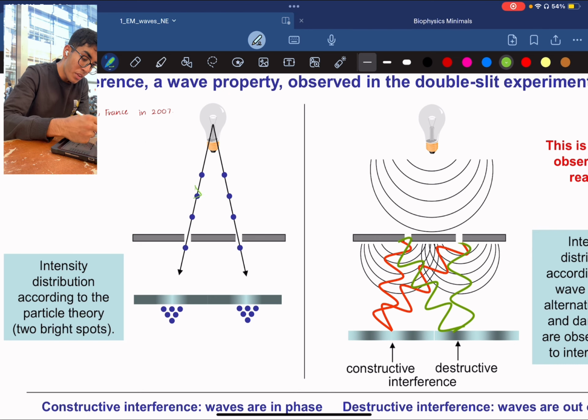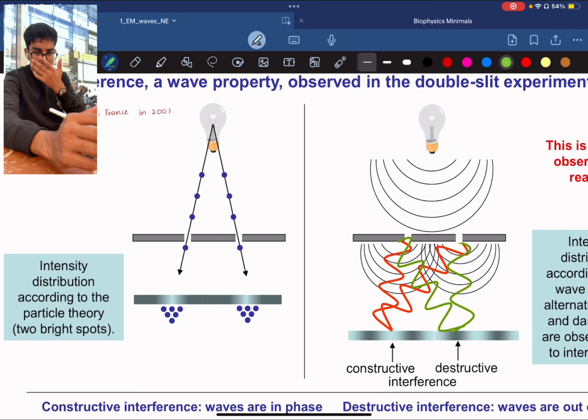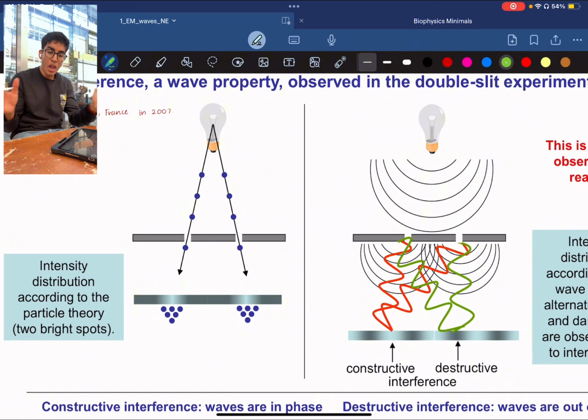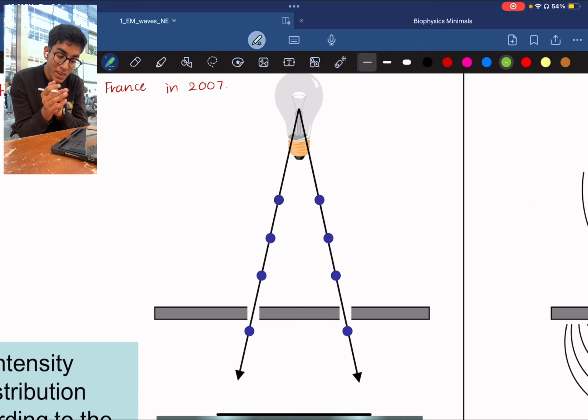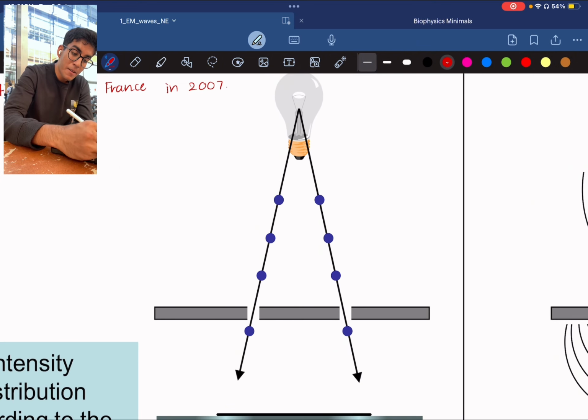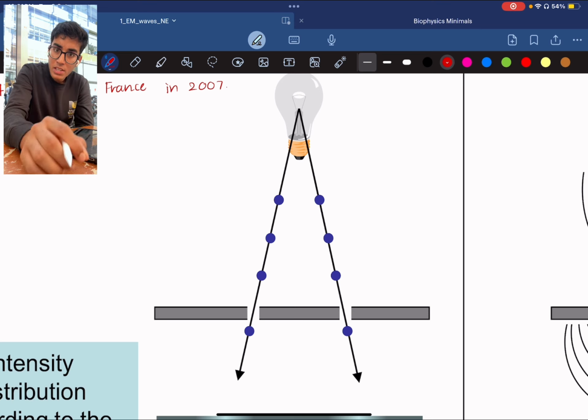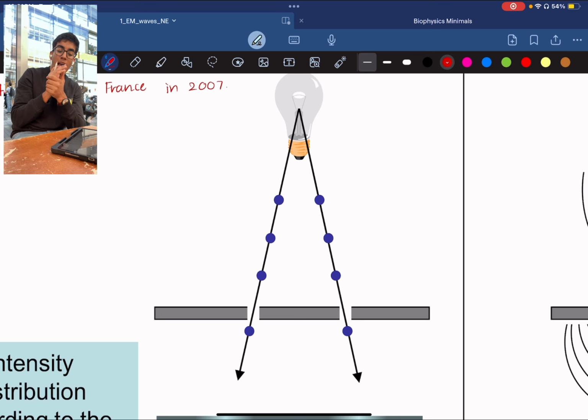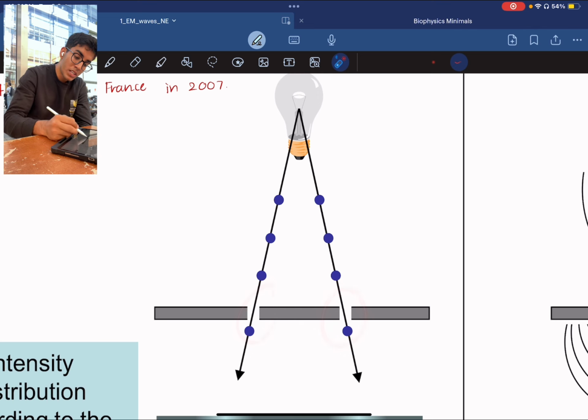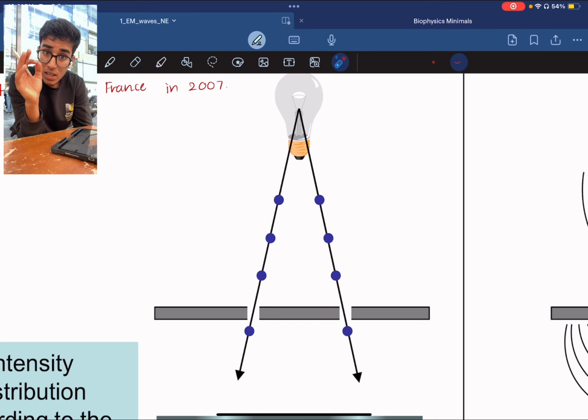Now, when we shine photons through these double slits, we know what happens. We get this dark band, light band thing. But in 2007, scientists observed each and every single photon. So they accelerated the photons at the double slit, and they did it while observing the photon. They would do it very slowly. They would say, okay, one photon has passed through this slit, the other photon has passed through this slit. They will notice every single photon.